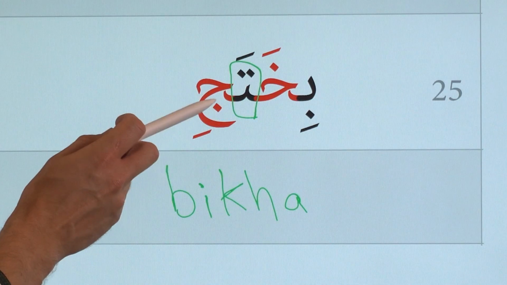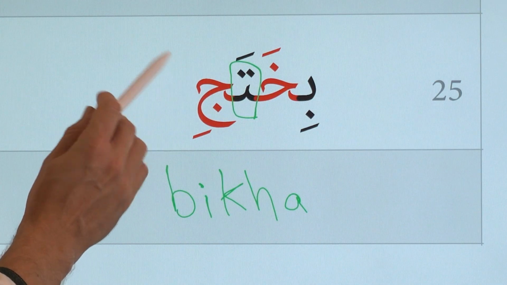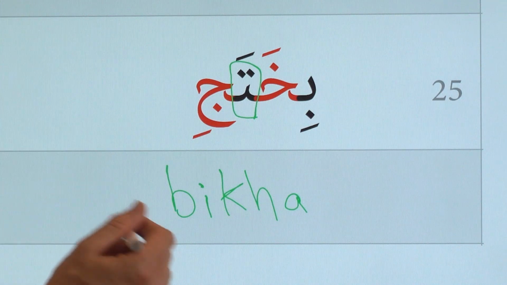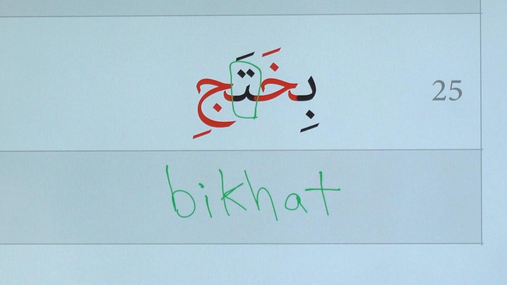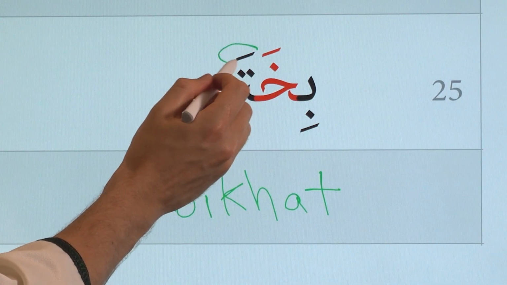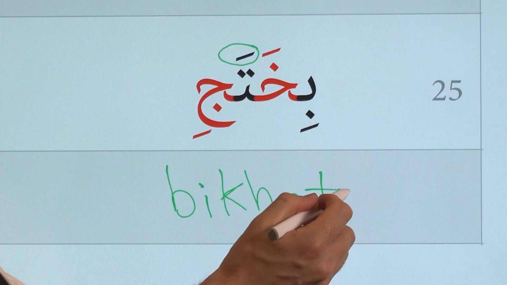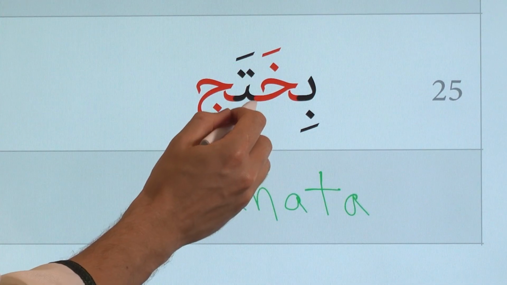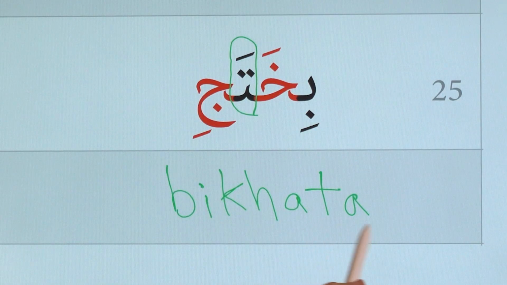Next, we're going to go to the third letter. Which letter did we learn that looks like this when it's in the middle of a connection and has two dots above? That would be the letter Ta, which sounds similar to the English T. Next, we're going to identify the haraka. A line above a letter is the Fatha, which sounds like A. So together, the Ta and Fatha sound like Ta, Ta.